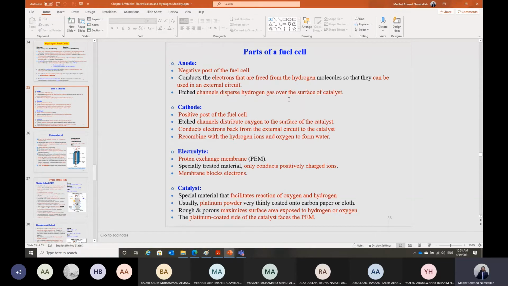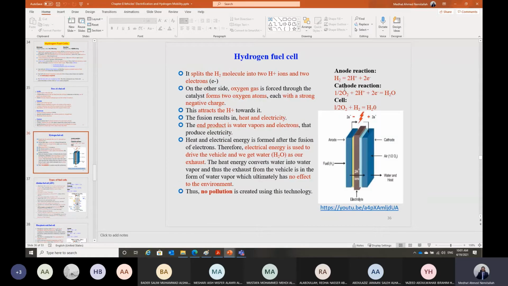We talked last time also about the different parts of the hydrogen fuel cell, and I think you have an idea about this. We have the anode and cathode. It looks like a battery, but it is not a battery. In this case, we have a chemical reaction where hydrogen is reacting with oxygen to produce water in addition to electricity. So between the anode and the cathode, we should have the electrolyte.